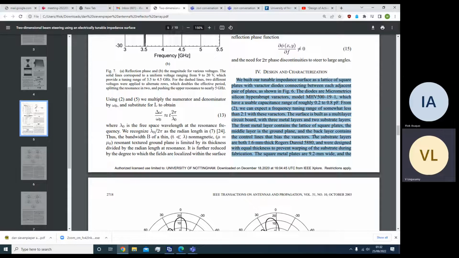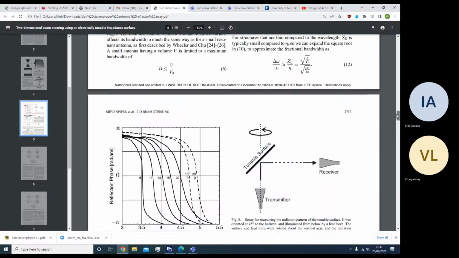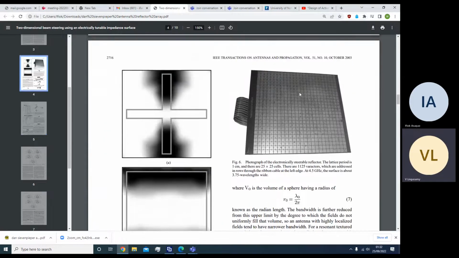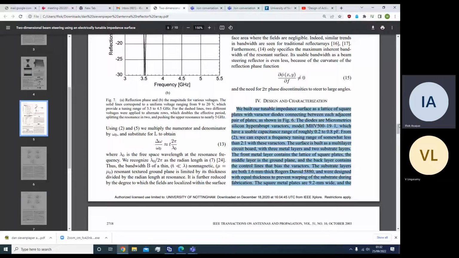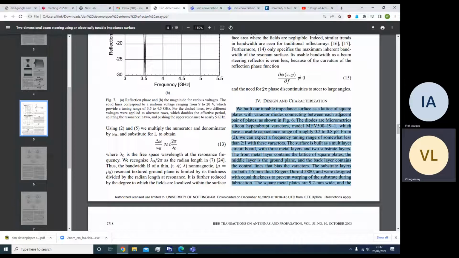We built our tunable impedance surface as a lattice of square plates with varactor diodes connected between each adjacent plate, as shown in figure six. Can you go to figure six, please? Then the diodes are Micrometrics silicon hyperabrupt varactors, with usable capacitance ranging from 0.2 to 0.8 picofarad, from equation two.